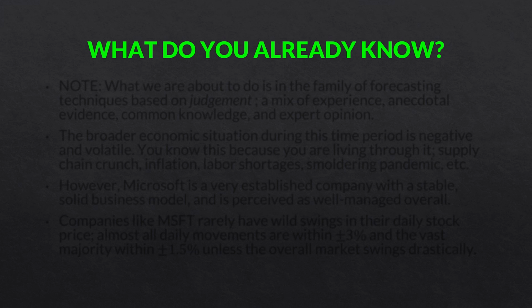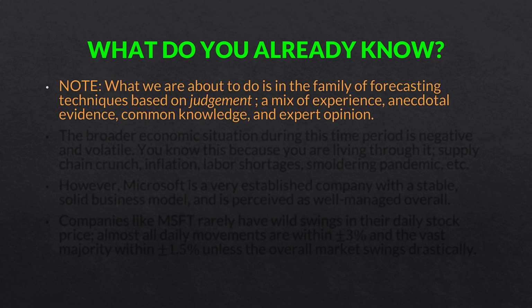So what do you already know in the situation? Note that what we're about to do is in the family of forecasting techniques based on judgment. It's a mix of experience, anecdotal evidence, common knowledge, and expert opinion. In the area of finance, you could think of someone like Jim Cramer or another guest on CNBC, or maybe something you read in the newspaper. So this is about judgment based on experience, evidence, common knowledge, and expert opinion.